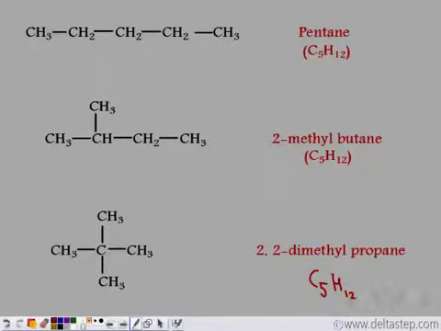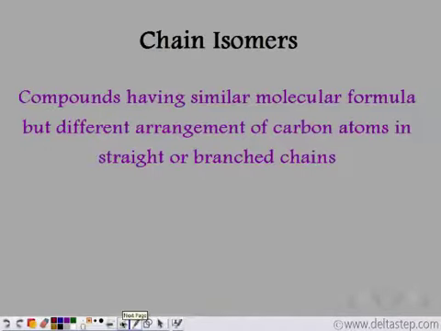So in all the 3 cases, you see that the molecular formula remains the same, that is C5H12. But in the first case, we had pentane. In the second case, we get 2-methyl butane. In the third case, if we see the IUPAC name, we get 2,2-dimethyl propane. So in the 3 cases, the molecular formula remains the same, but there is a different arrangement of carbon atoms in the straight or the branched chains. Such organic compounds are known as chain isomers.